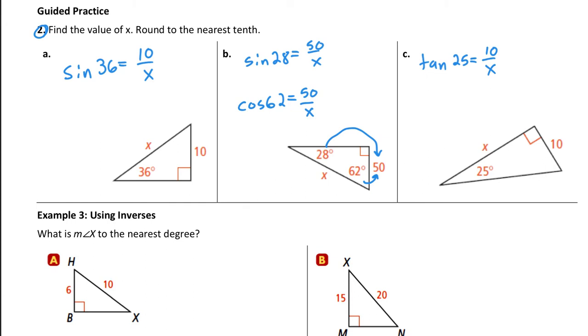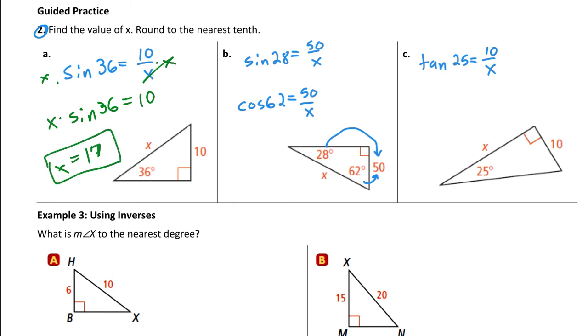To solve sine of 36 equals 10 over x, again, I like to multiply both sides by x, and then to solve this, I'm going to divide both sides by the sine of 36. So this is going to be 10 divided by the sine of 36, which if I'm rounding to the nearest tenth is just 17.0 because the decimal is 17.01. I wouldn't round that up, okay?